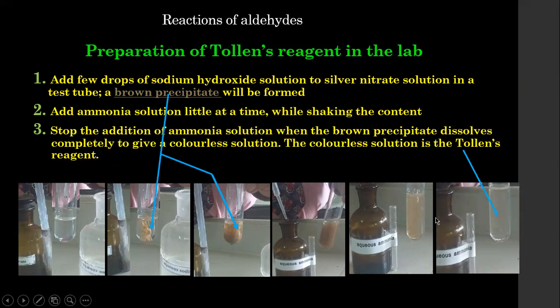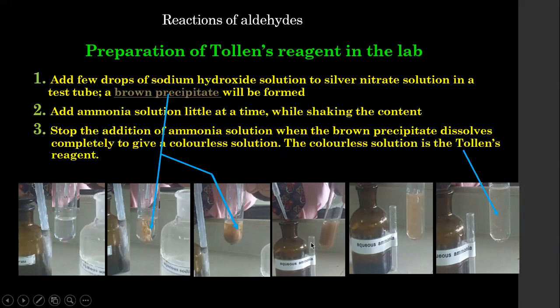You can see on the extreme right-hand side, a colorless solution. At the very beginning, we have silver nitrate solution, which is colorless. In the second picture, when you add sodium hydroxide drop by drop, some brown precipitate is formed. And you can see very well in the third picture, a thick precipitate has been formed.